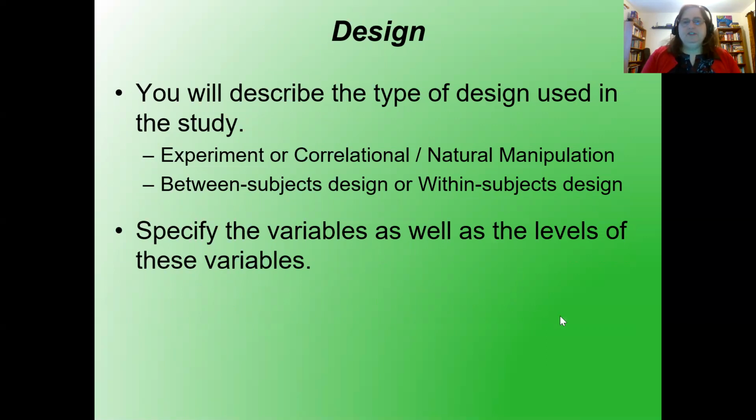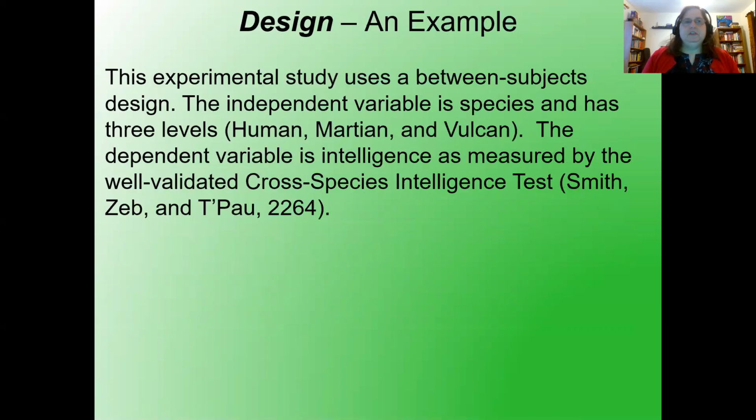Okay, so let's look at a particular example. This experimental study uses a between subjects design. The independent variable is species and has 3 levels: human, Martian, and Vulcan. The dependent variable is intelligence as measured by the well-validated cross-species intelligence test by Smith, Zeb, and Tapau, 2264. And yes, I did intend 2264 to be the year, a bit of a humorous example for you.